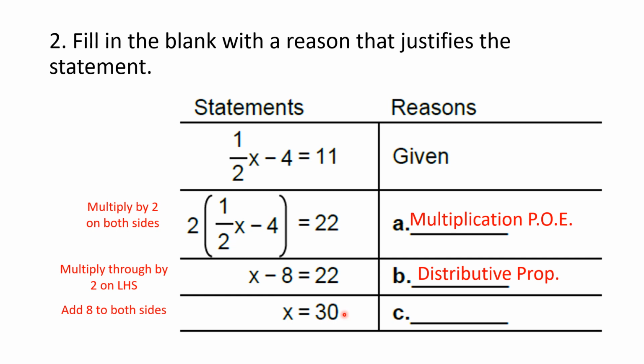We added 8 on both sides, right? So we added 8 to both sides. That canceled out the 8 on the left. 22 plus 8 is 30. Right, so what property allows us to add 8 to both sides? The addition property of equality.